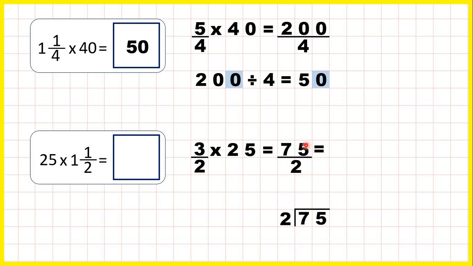So work out 75 divided by 2. 7 divided by 2 is 3 remainder 1, and 15 divided by 2 is 7 remainder 1, so that's 1 in our numerator, and the denominator stays the same. So our answer is 37 1/2.